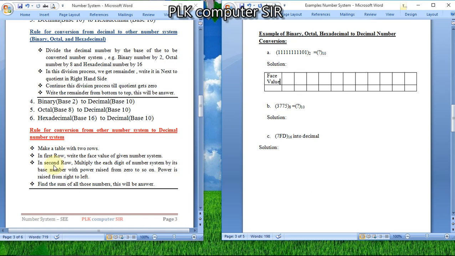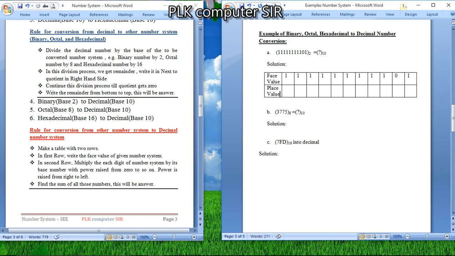Because in the first row we write the face value of the given number. So we have this number, 9 1. You can count, my dear students. I will write here 1 2 3 4 5 6 7 8 9, then 0, then 1. Count how many digits are here, and plus 1 you have to do for this one. Next is place value.